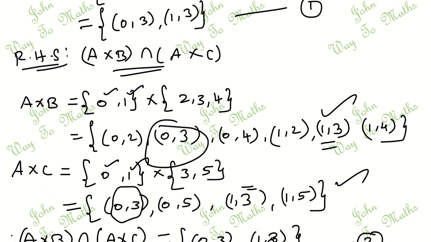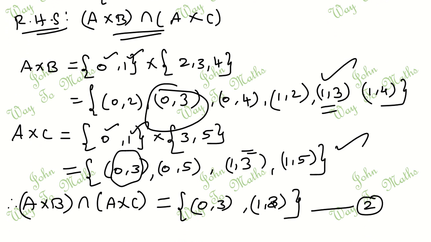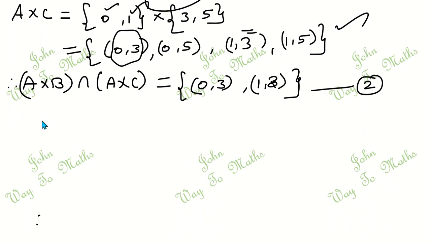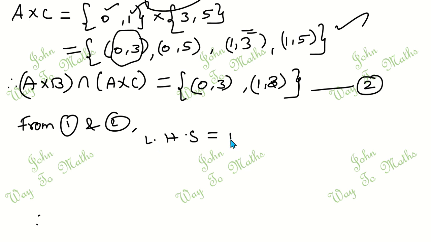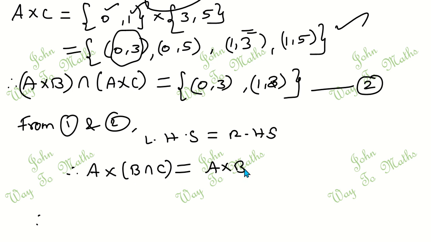So from equation 1 also 0 comma 3, 1 comma 3, so equation 2 also becomes 0 comma 3, 1 comma 3. So from equation 1 and 2 we get LHS is equal to RHS. Therefore A cross B intersection C is equal to A cross B intersection A cross C. So hence proved the result.